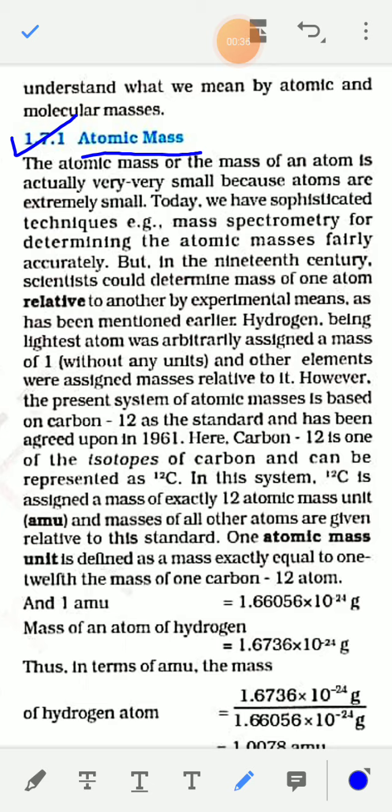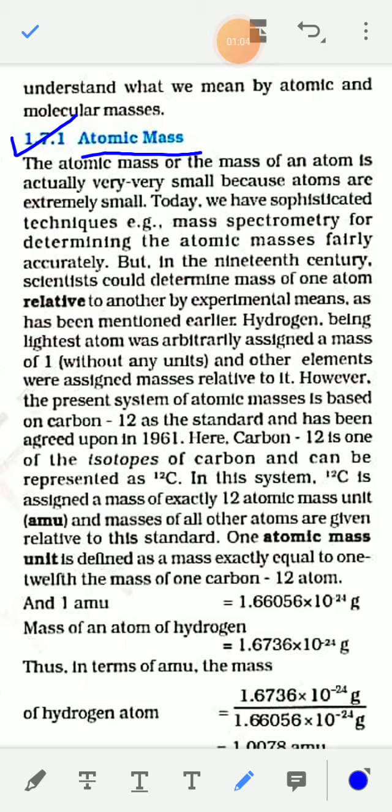Okay, and atomic mass, that is the mass of a single atom, is very small. That's why the mass of a single atom is determined with respect to different elements, such as with respect to hydrogen, with respect to carbon, with respect to oxygen.